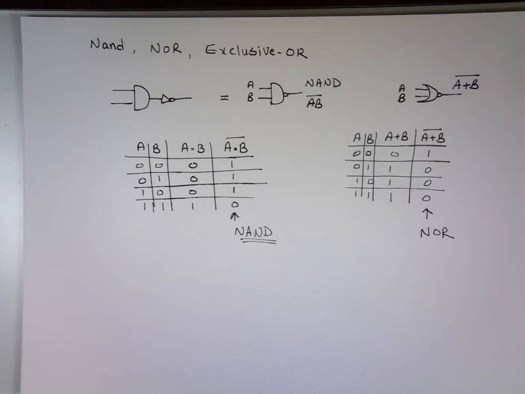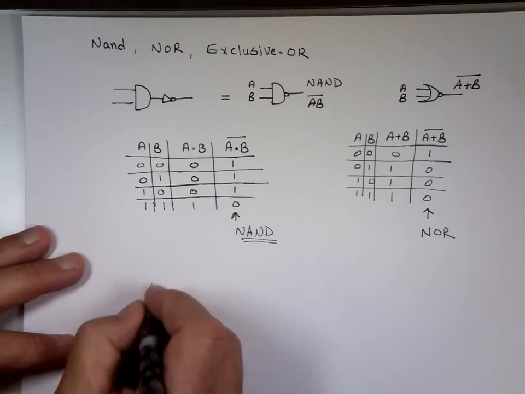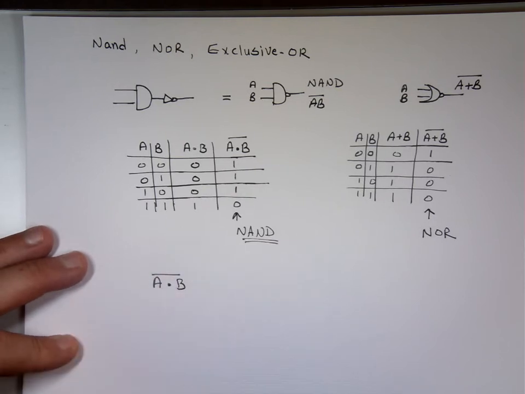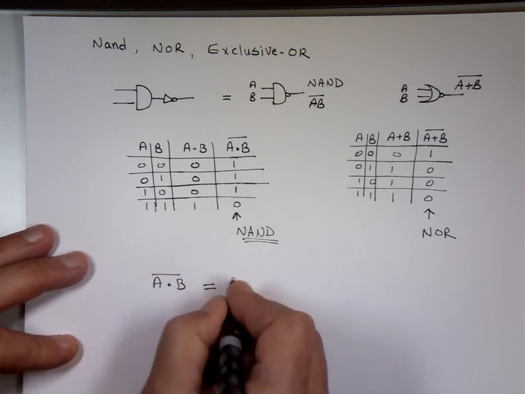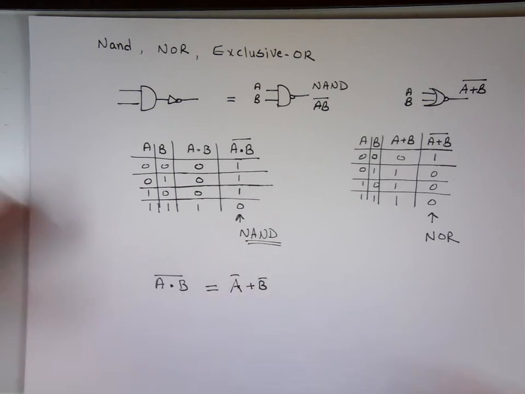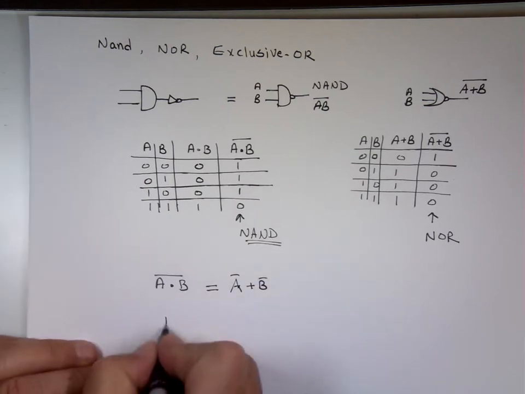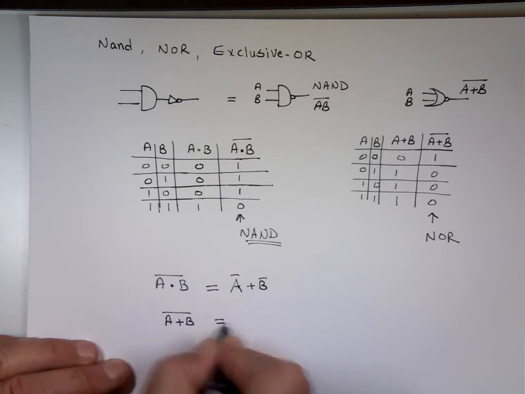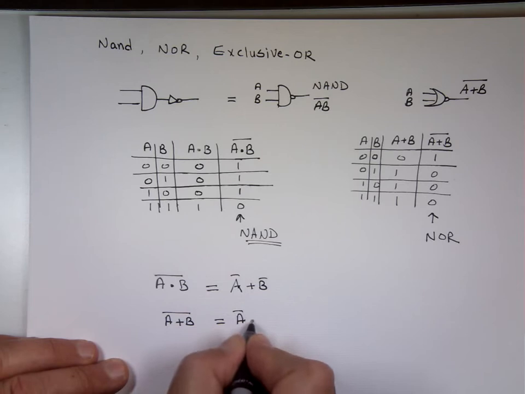De Morgan's theorem again says to us what? A and B complemented, that's a NAND gate, should equal A bar plus B bar. This is so important, but people don't realize that. A or B, complemented, is equal to A not and B not.